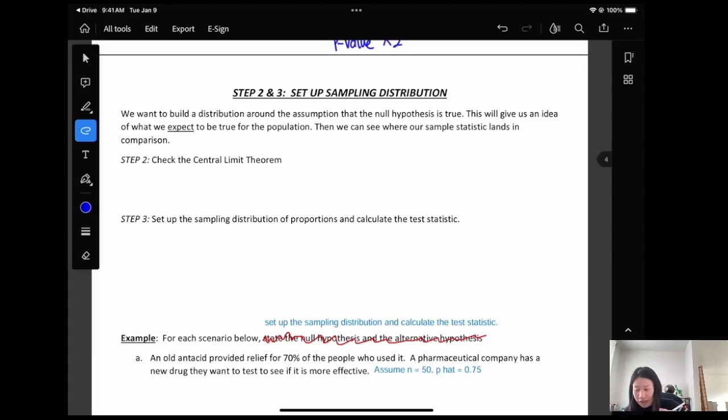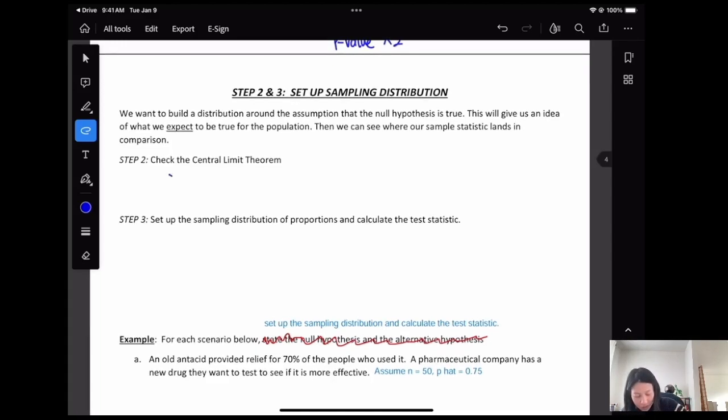So we need to check the central limit theorem conditions: independence, randomization, and the success/failure condition, which means the sample size times the success proportion, n times p, is greater than or equal to 10. Also, n times q is greater than or equal to 10. Okay, the third step is to set up the sampling distribution of the proportion and calculate the test statistic. These are two different methods, but you should get the same result.